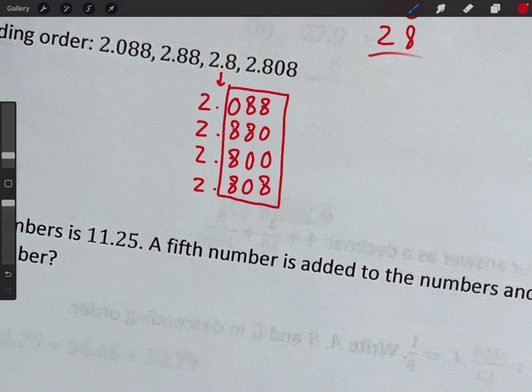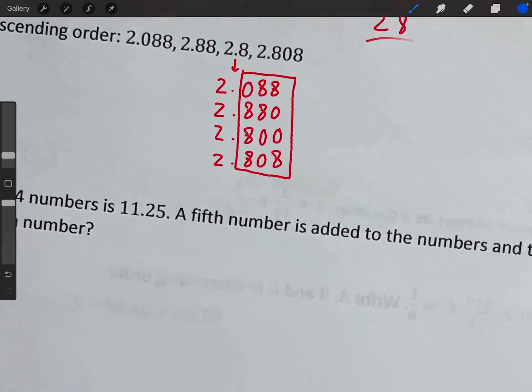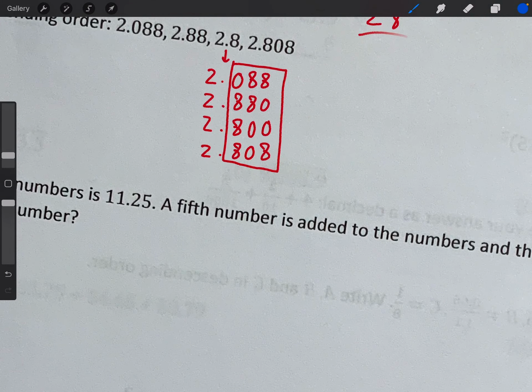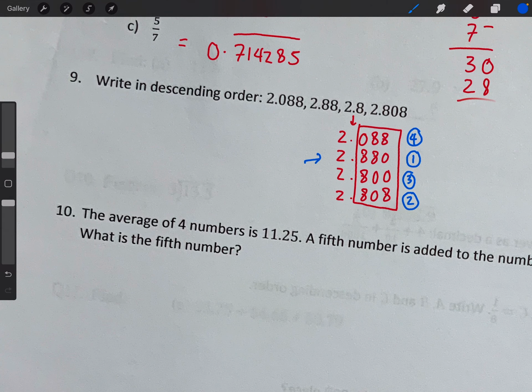It says descending order. So this is the highest to lowest. What's the highest? The highest is 880. That's the highest. And then 808 will be the second. And then 800, third, and then the 88 is the fourth. So the highest is this one here. Okay, so we write the answer as 2.88. We write it in the form that they gave us.